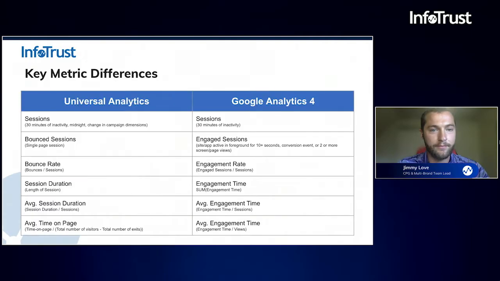Next slide, please. And speaking of key differences between metrics in Universal Analytics versus GA4, here are some big ones that will change. Sessions do still exist, but you can kiss bounce rate goodbye, which is honestly very welcome news to any web analyst who knows how easy that metric is to manipulate. Session duration and average time on page are also replaced with much better engagement metrics, which is another simplified and welcome change in my opinion.